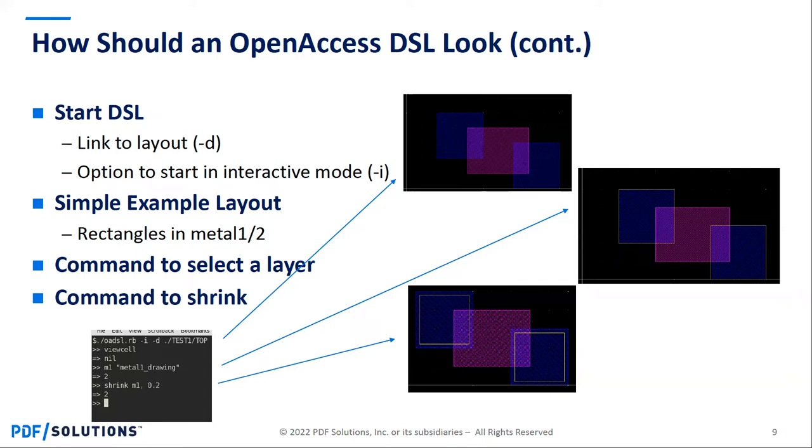Then if I type in my command to select a layer, which is this M1 metal 1 drawing, it will at the same time tell me it found two rectangles, and at the same time it highlights them for me. So you see the yellow boxes around the metal 1 objects. And if you then type in your command shrink metal 1 by 0.2 micron, it just does that. It says it shrank 2 objects, and it does the shrinking for you by visually showing it.